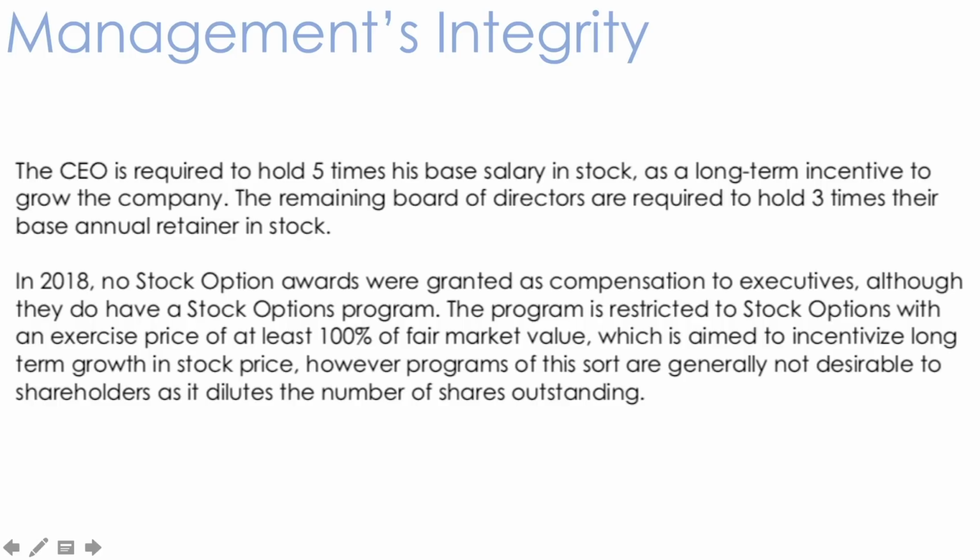In 2018, no stock options were awarded as compensation, although they do have a stock options program. Now, a stock options program is something that Warren Buffett doesn't like. It's what Phil Town doesn't like because it can incentivize short-term thinking. It can make management do things that make the stock price go up quickly so that they make money quickly. However, in Thor's case, the program is restricted to stock options with an exercise price of at least 100% of fair value, and that's aimed to incentivize long-term growth in the stock price.